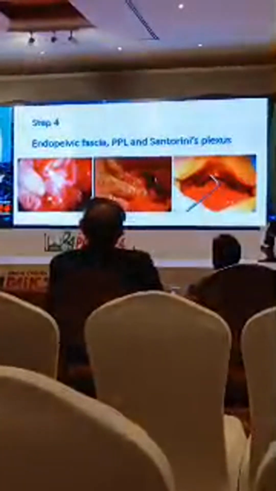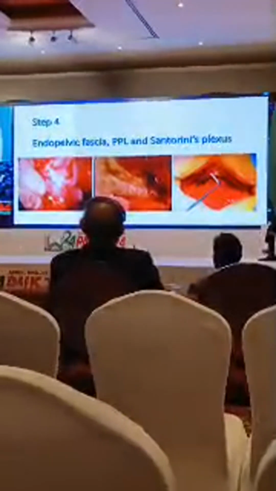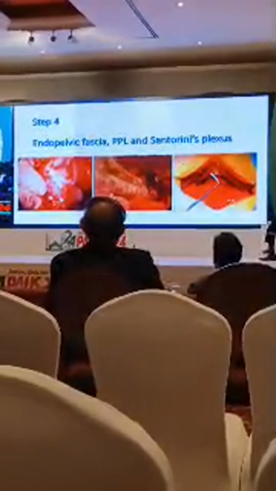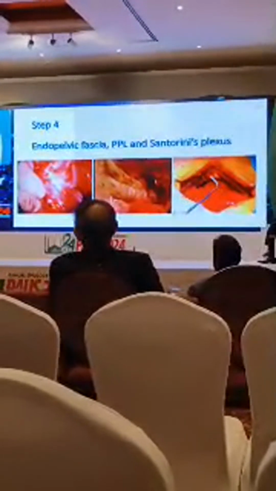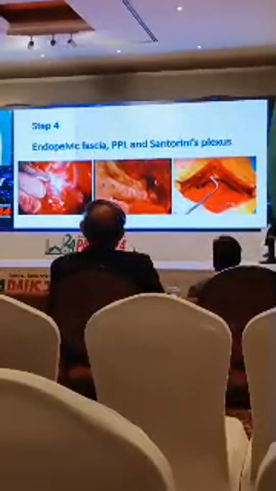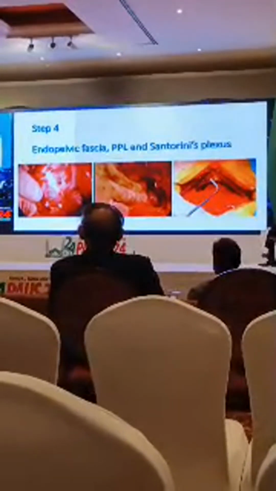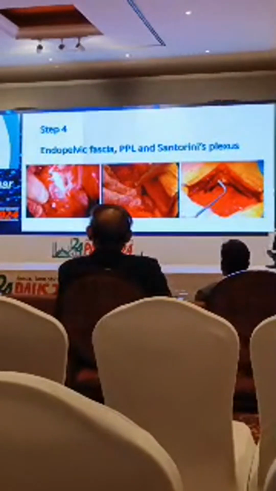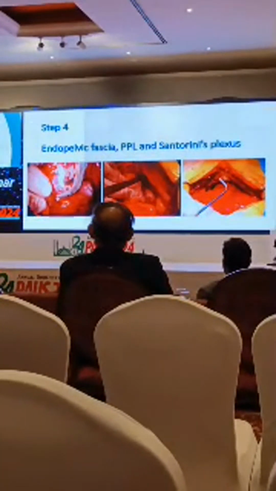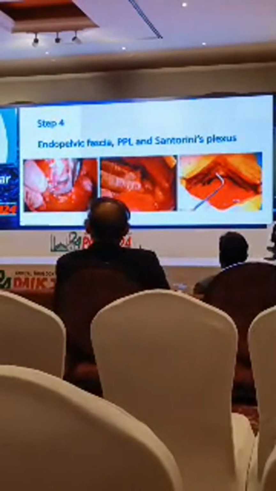The next step is to do what we do during the radical prostatectomy. So you forget about the rest of the bladder, you go down into the pelvis, open up the endopelvic fascia. Once you open up the endopelvic fascia and take care of the puboprostatic ligament, you can see in the middle picture, the puboprostatic ligament here.